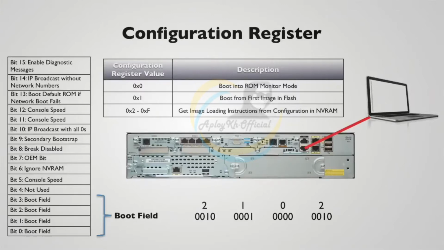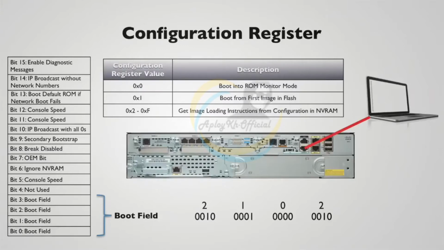But let's focus in on that boot field, the rightmost hexadecimal digit of a 2. Since it's a 2, if we look at our table, that says that we're going to get our image loading instructions from the configuration in NVRAM. That's the way things normally work when a router boots up.